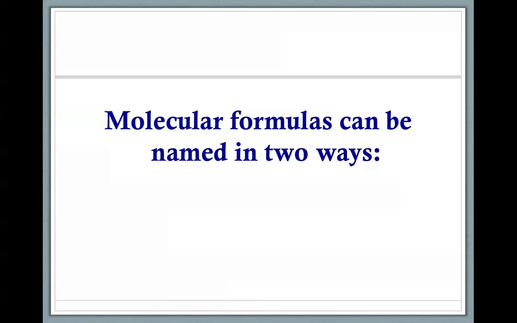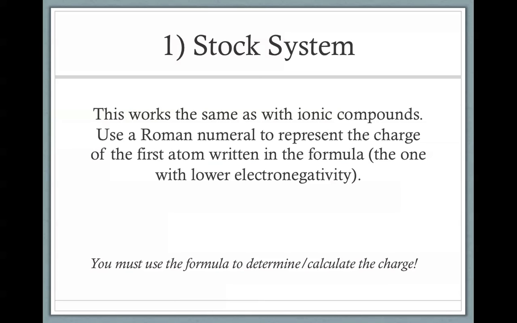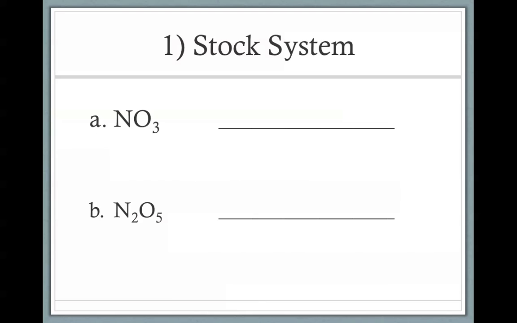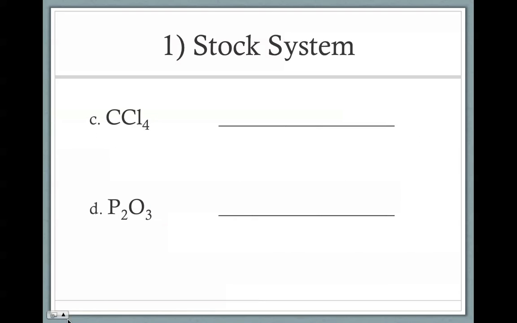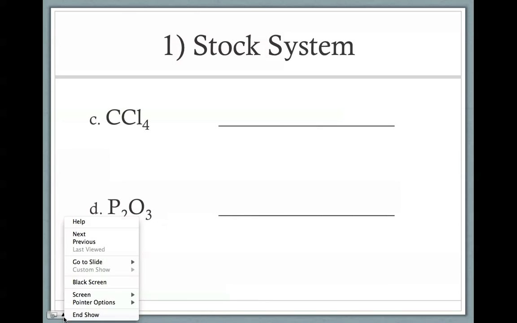So molecular formulas can be named in two ways. The first one we've already learned about when we talked about ionic compounds. So we're going to need to determine if we need a Roman numeral to represent the charge of the first atom written in the formula. Remember, in order to know the Roman numeral, we actually need to analyze the formula. So nitrogen in both A and B can take on multiple oxidation numbers, which is important because that's going to tell us that we need to then find a Roman numeral.